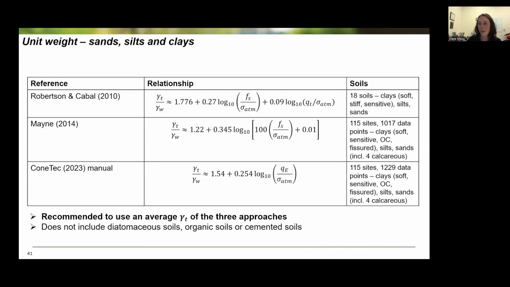This is a summary table of three relationships or correlations between unit weight and cone data that relate sleeve friction and cone tip resistance to unit weight, as well as a summary of the soils that these relationships were developed with. The recommendation in the ConeTech manual for interpreting CPT data is to use an average of these three approaches, also noting that these relationships do not include diatomaceous soils, organic soils, or cemented soils.